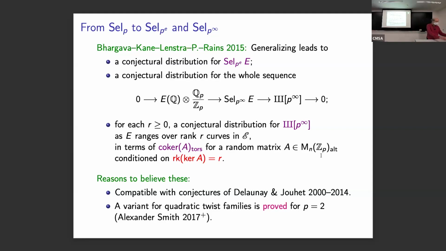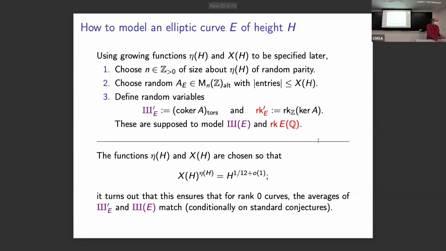So, let me just tell you what the final model is for how to model the rank of the elliptic curve of a given height. There are going to be some growing functions, and first you choose a large integer n that grows. It's something large whose size depends on the height, and you choose it at random parity. You choose random integer matrices from the finite set of matrices whose entries are bounded by this other bound.